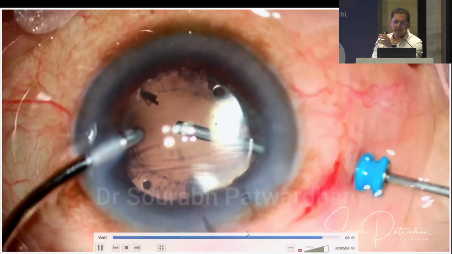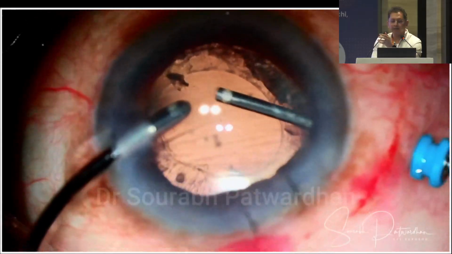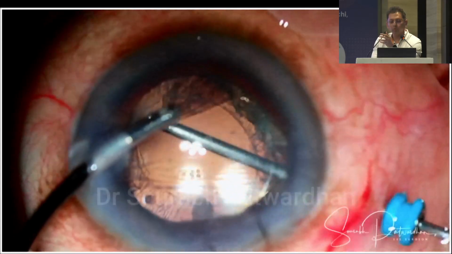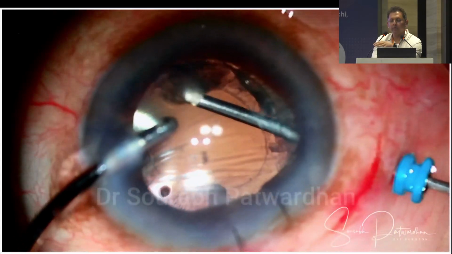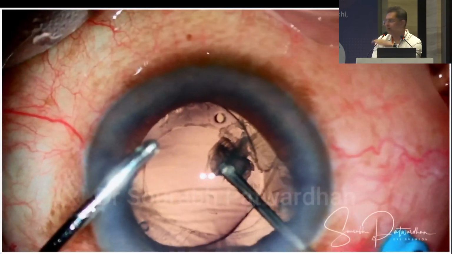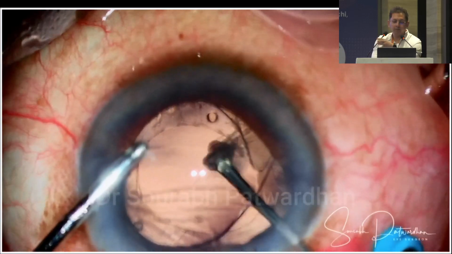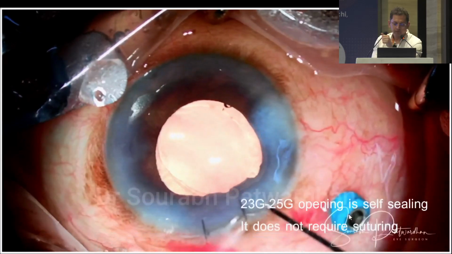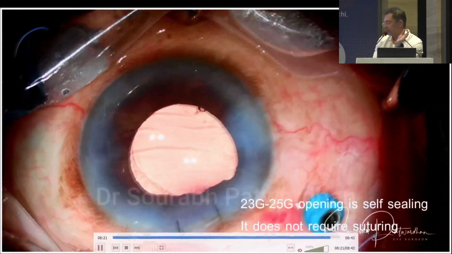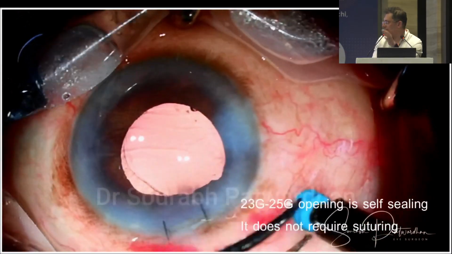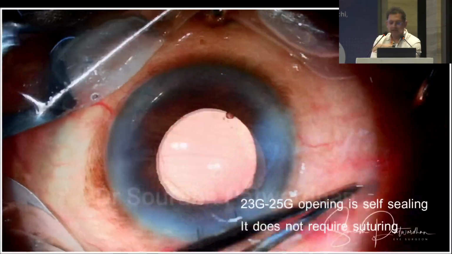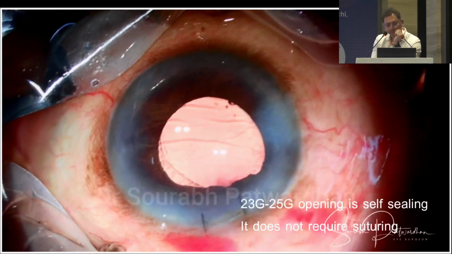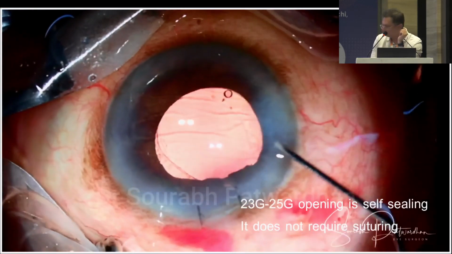So this is another area where the pars plana anterior vitrectomy approach can help. It's always good to know how to do vitrectomy in different ways, because there will be certain situations where one type of vitrectomy may be better than the other. So these are a few situations where I felt that pars plana anterior vitrectomy has slightly more advantages as compared to the limbal anterior vitrectomy. Thank you.